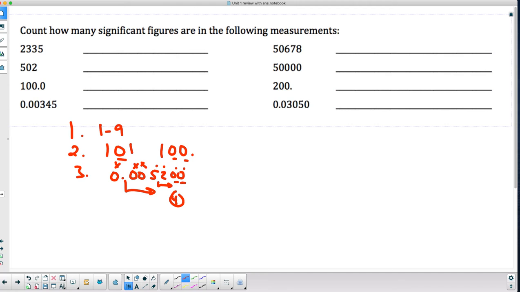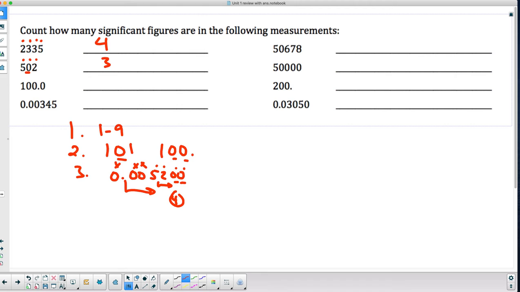Okay, so let's take a look at a couple examples here. We'll do a couple of them. So this one, of course, is 1, 2, 3, 4. The answer to that is 4 because of rule number 1. The answer to this one is 3 because that one is significant because it's in between.